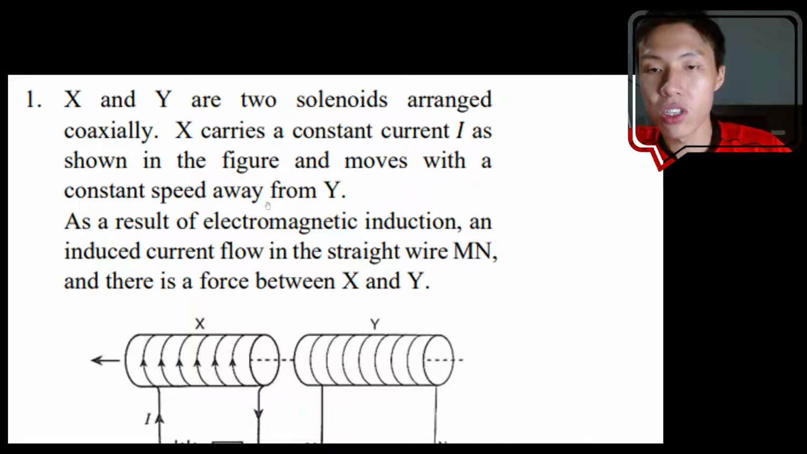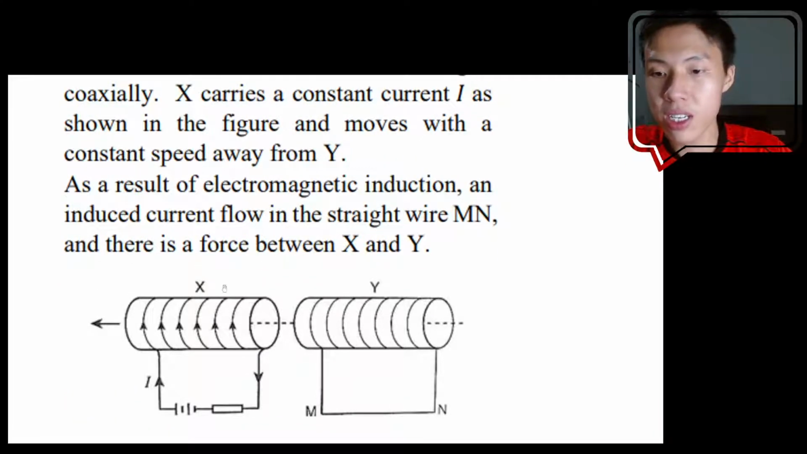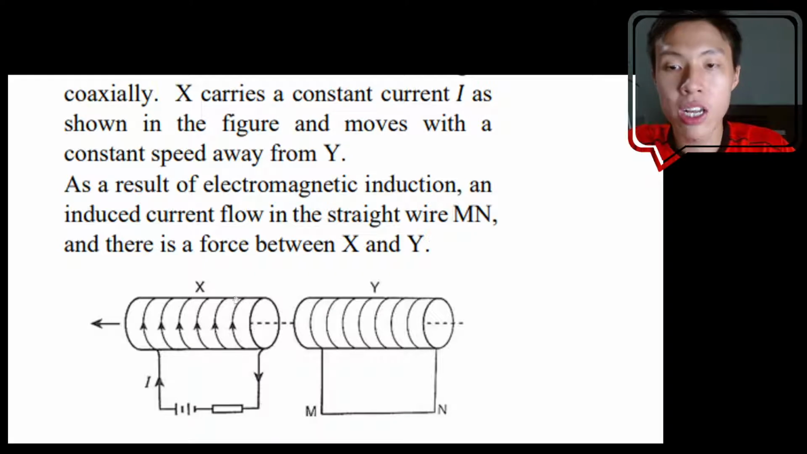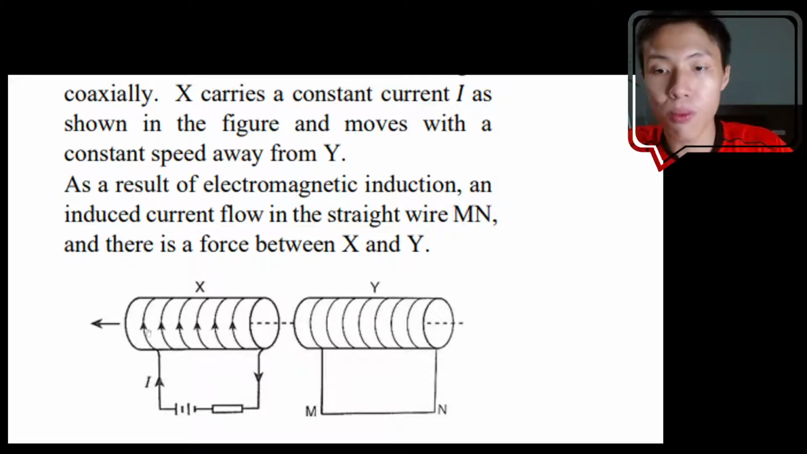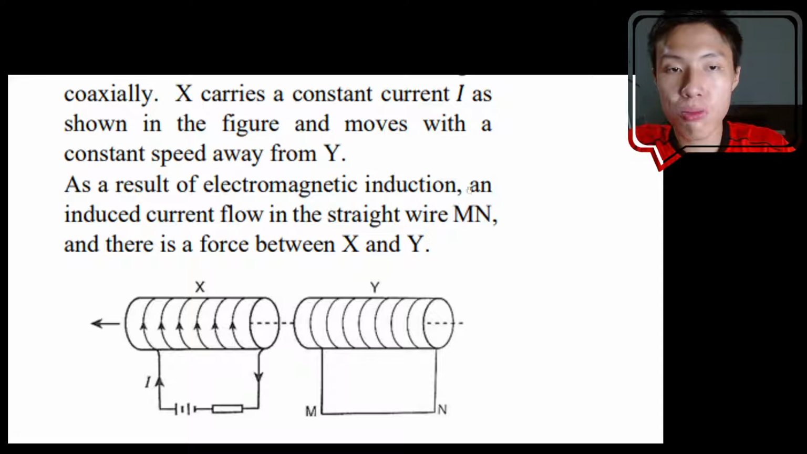from Y. You can see in this diagram there's current flowing in solenoid X because a battery provides a steady current. Solenoid X will be moving with a constant speed away from Y, so it will be getting further and further away from Y. As a result of electromagnetic induction, an induced current flows in the straight wire MN.